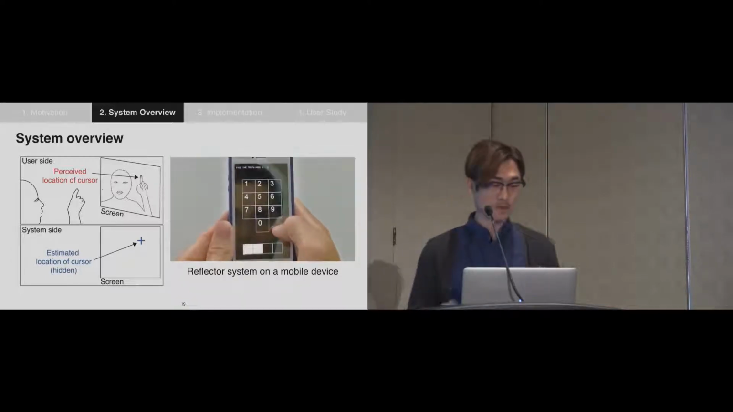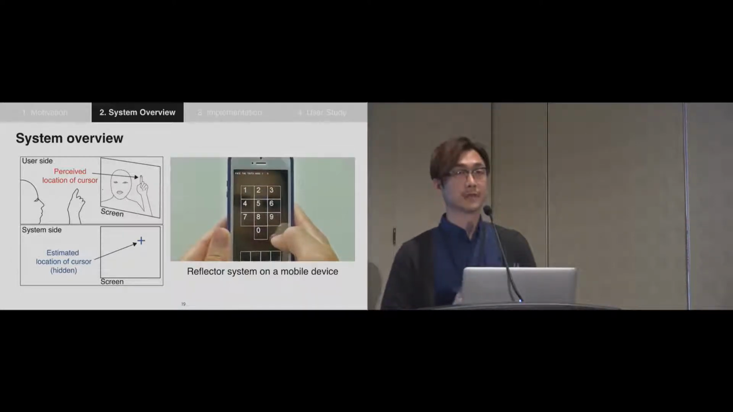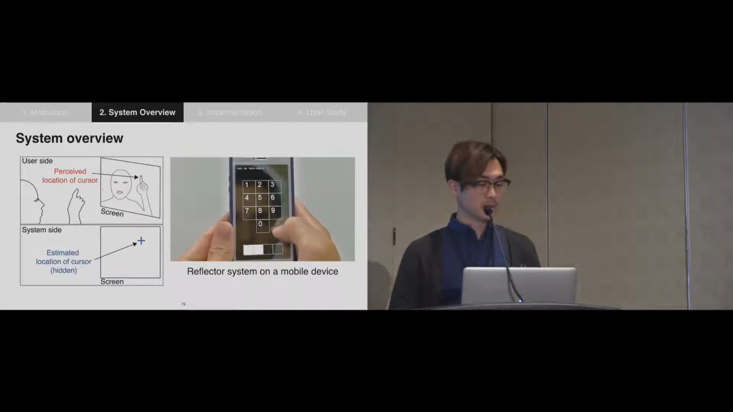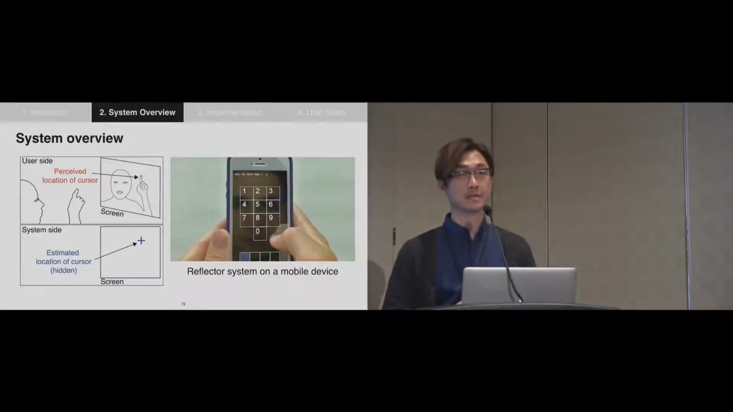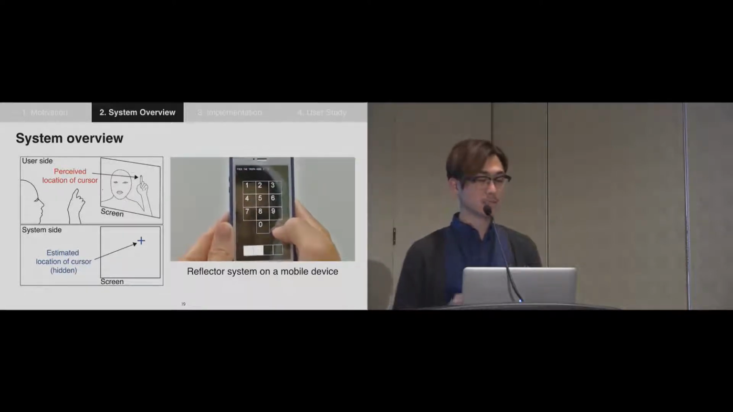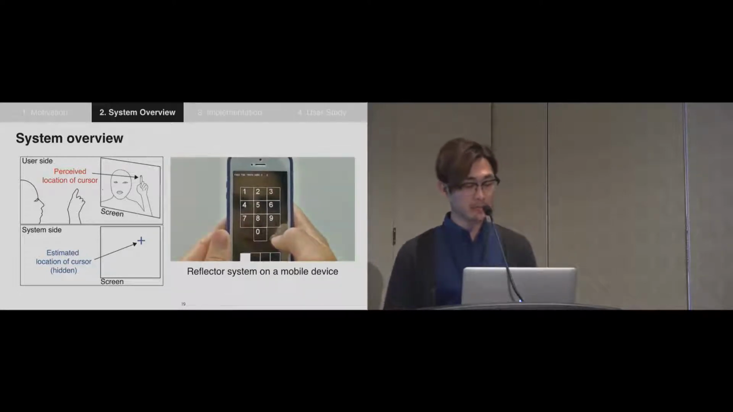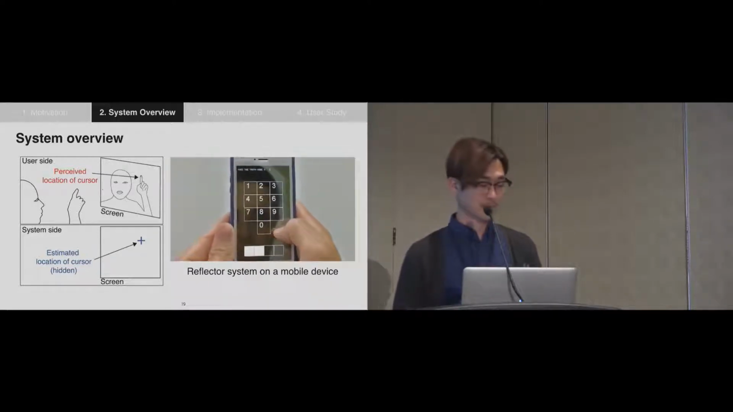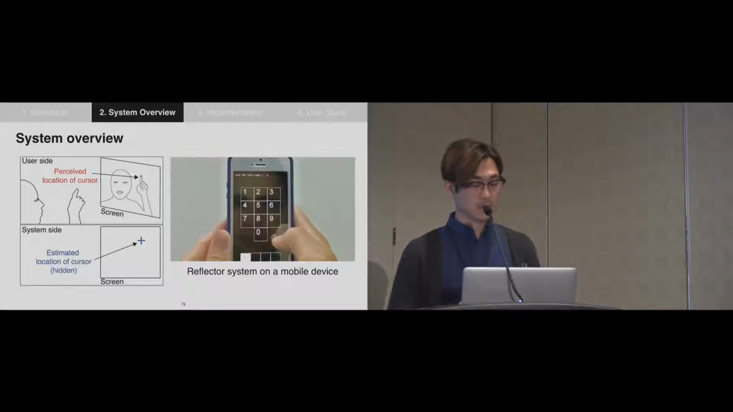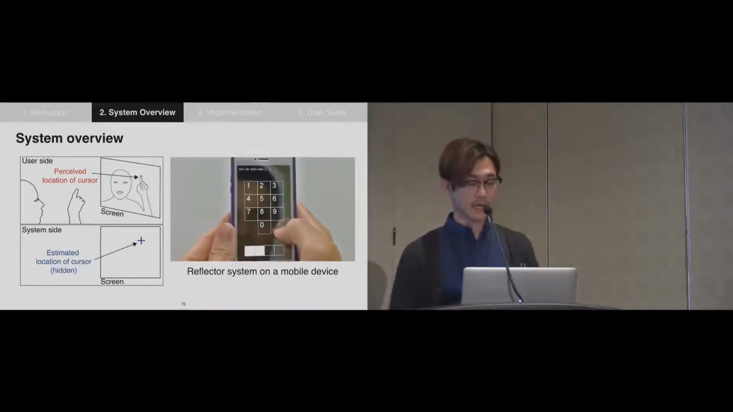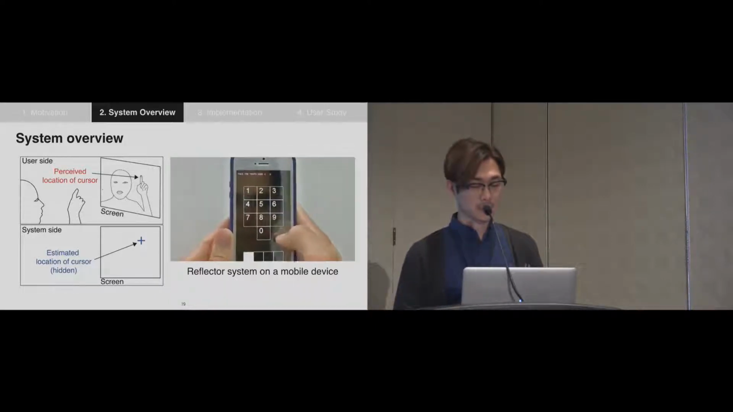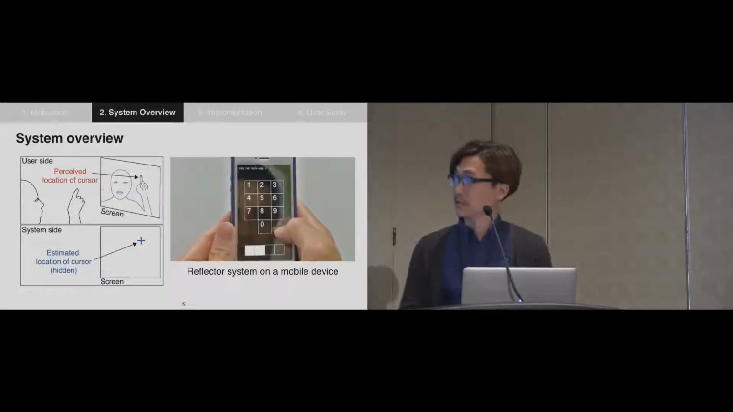The diagram on the left shows the overview of the Reflector system. With Reflector, a user can use their reflected body image as a cursor. The system enables the pointing by estimating the pointing position of the reflection. For example, a user can use their reflected right eye as a cursor for pointing on a keypad, as you can see in this video on the right.